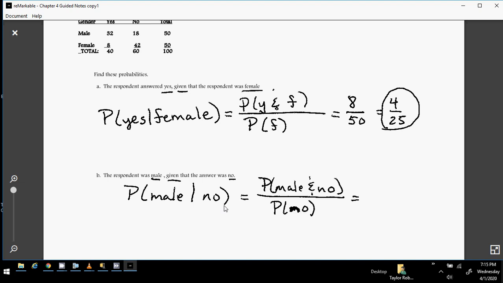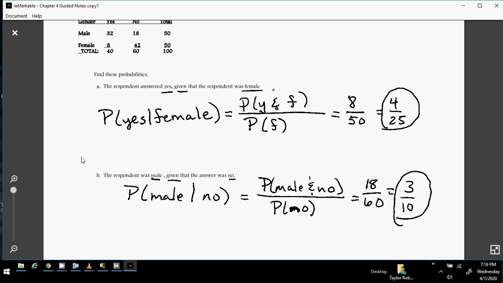Okay, so then I go to my chart. Male and no. So here are the males. The males and the no's are right here. Male and no. That's 18. How many total no's do we have? Well, that would be 60. So 6 goes into both of those. That's 3/10 there. Alright, so that's the answer to that one.